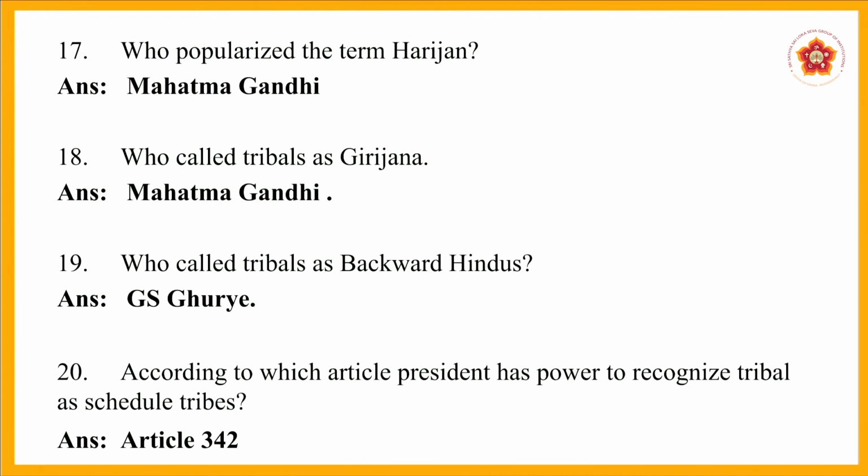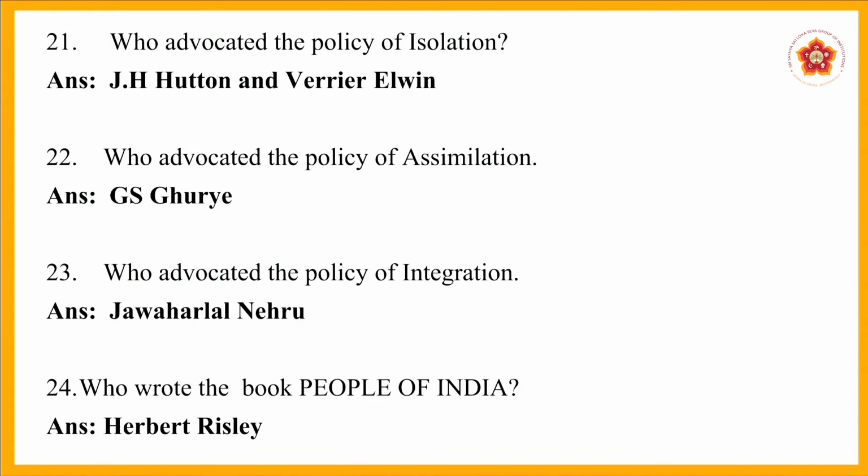Who called tribals as Girijana? Again, Mahatma Gandhi. Who called tribals as backward Hindus? G.S. Ghurye. According to which article, President has the power to recognize tribal as scheduled tribes? So, this is the article, Article 342, which enables the President of India to ascribe this particular title of scheduled tribe to any particular tribe based on certain criteria. Who advocated the policy of isolation? It was J.H. Hutton and Verrier Elwin. These are the people who talked about creating national parks for them. Now, who advocated the policy of assimilation? G.S. Ghurye. Who advocated the policy of integration? Pandit Jawaharlal Nehru.